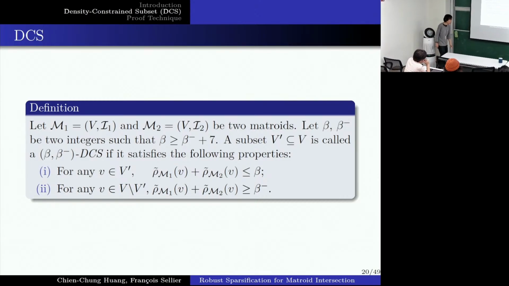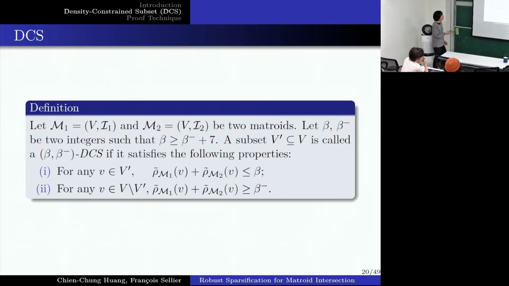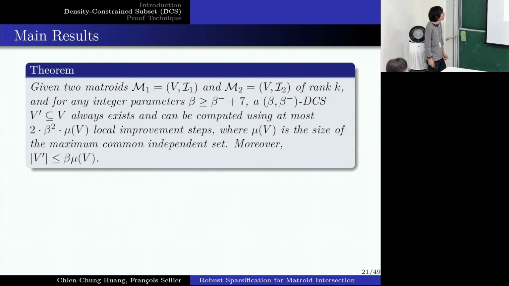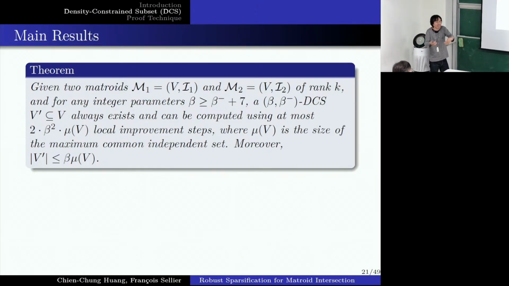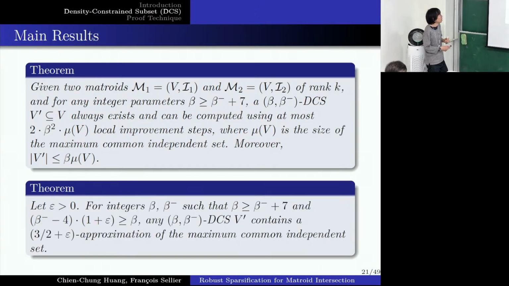Similarly, I have to promise you that such a sparsifier exists, otherwise it's pointless. I mean, I cannot promise you something which is so wonderful, but it doesn't exist. That doesn't make any sense. Okay, so here we show that, yes, you can always find such a sparsifier, and you can find it in polynomial time. That's important for us. We are doing computer science. Okay, so that's the first thing.